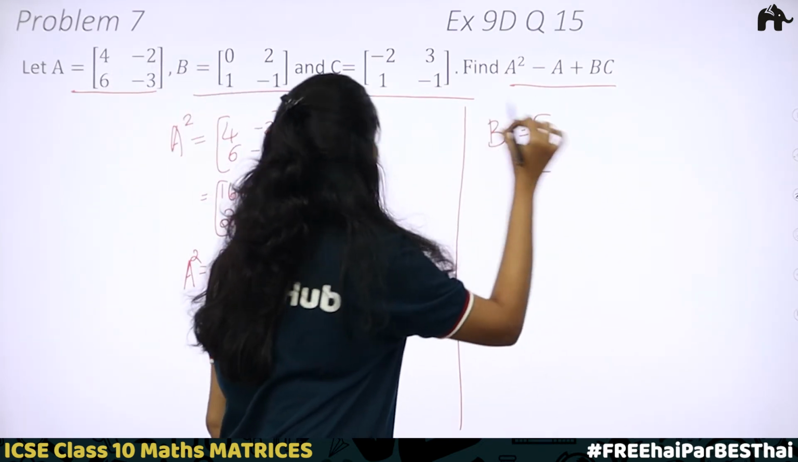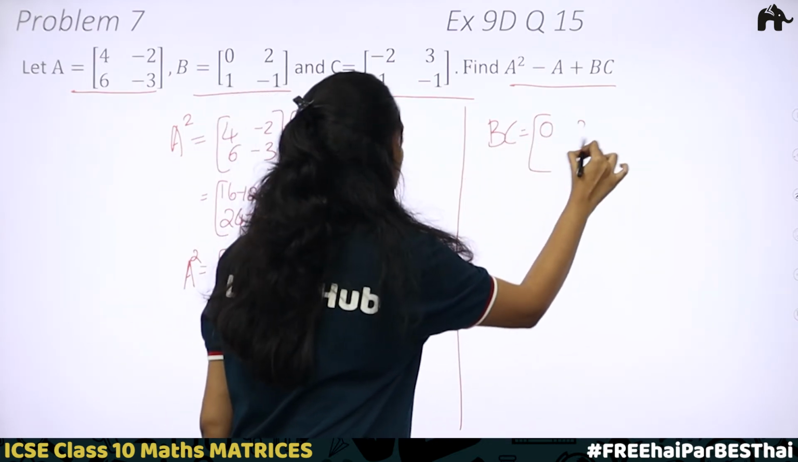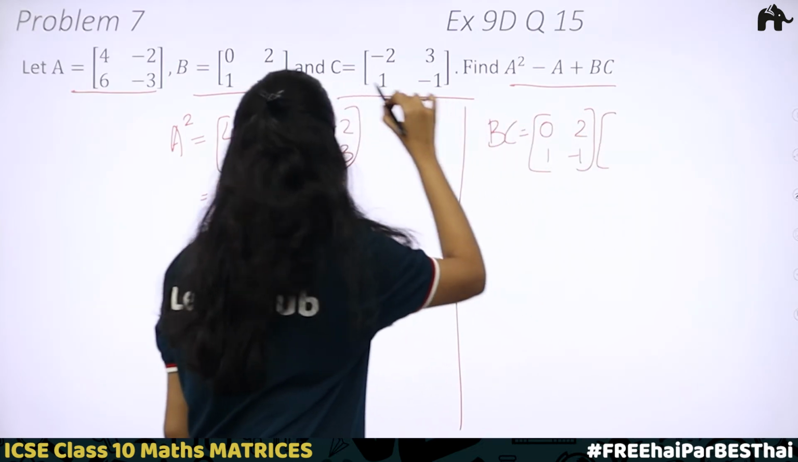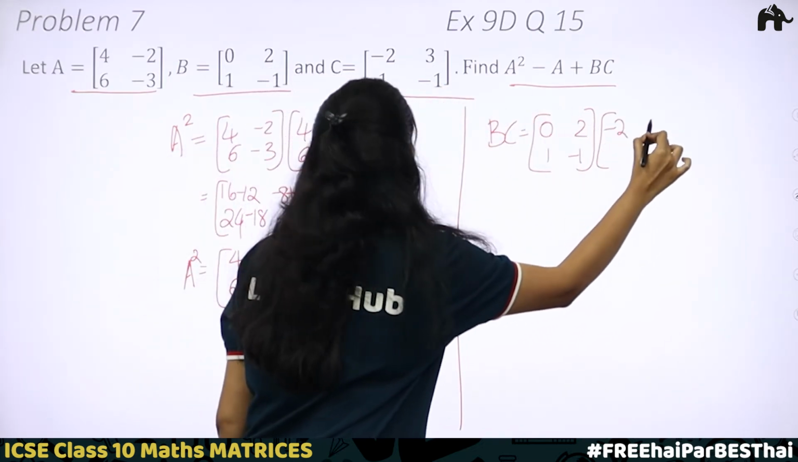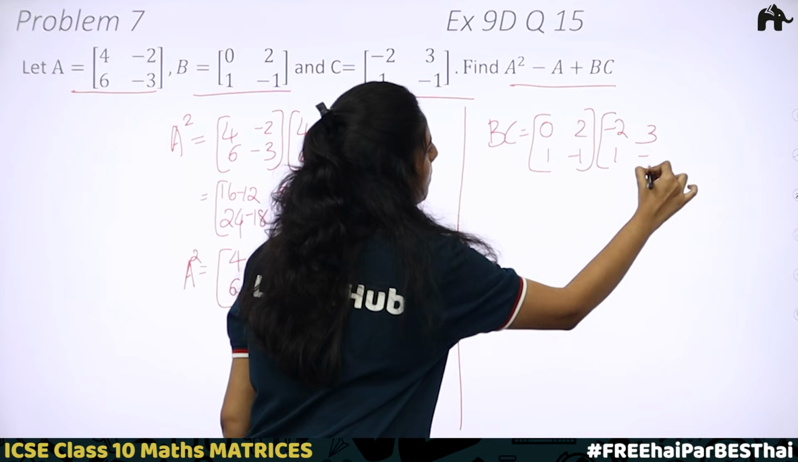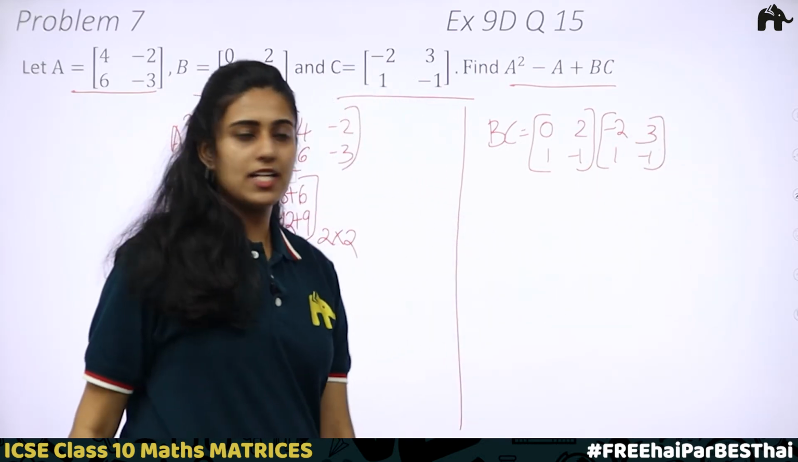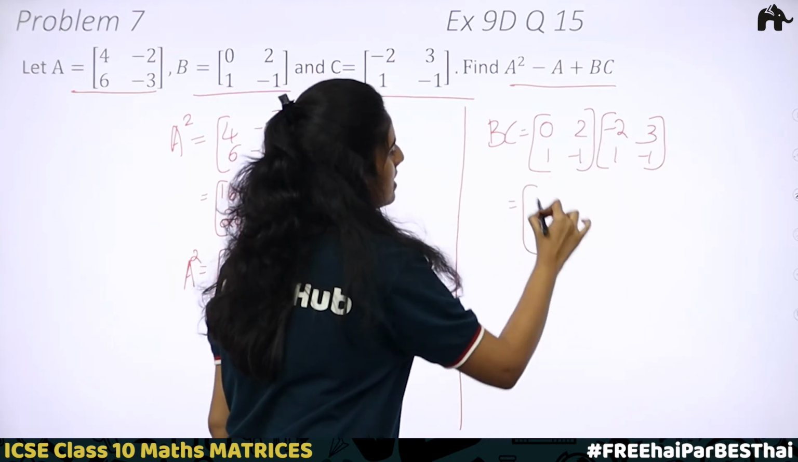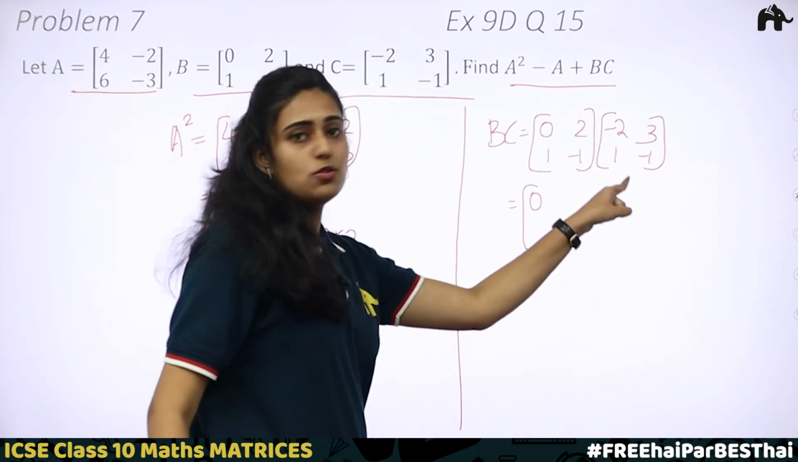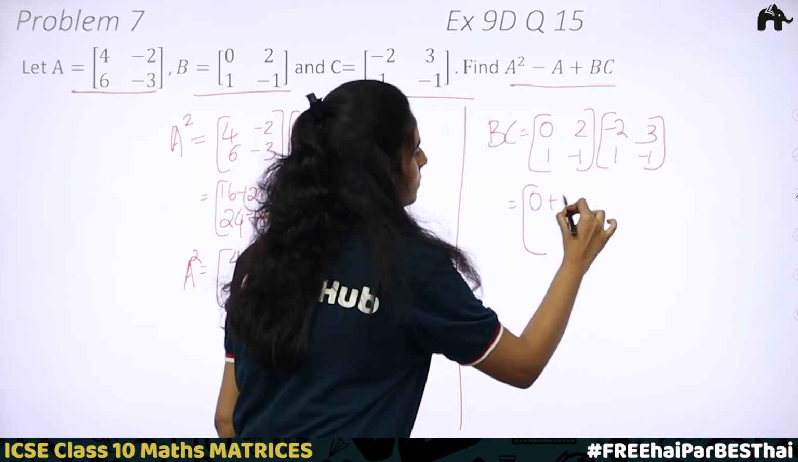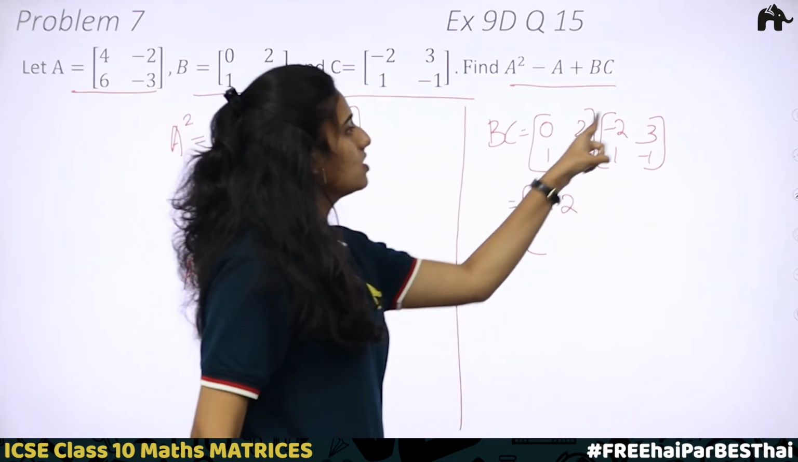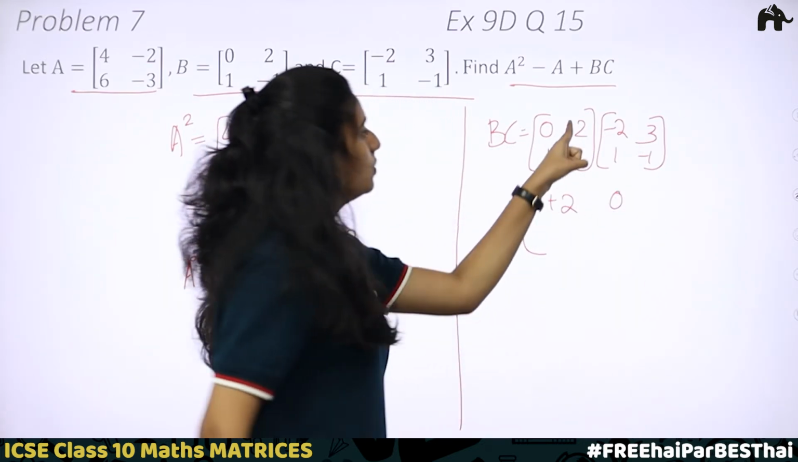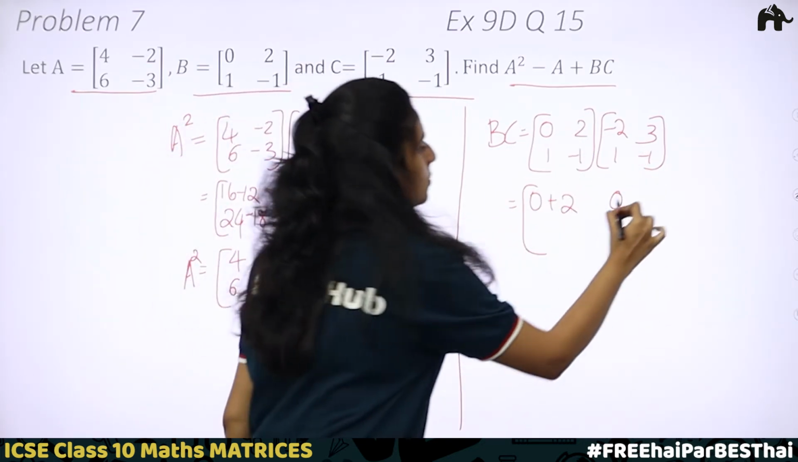BC is equal to matrix B, 0, 2, 1, minus 1, into C. C is minus 2, 3, 1, minus 1. Okay, multiplying first row, first column. 0 into minus 2, that is 0, plus 2 into 1 is 2. Next element, first row, second column. 0 into 3 is 0. 2 into minus 1 is minus 2.